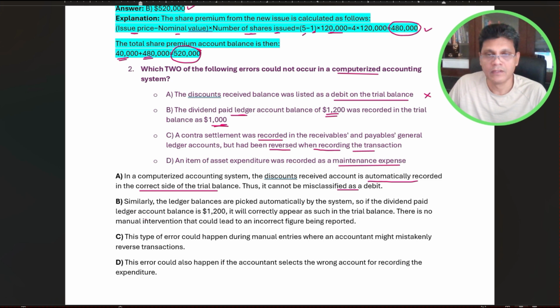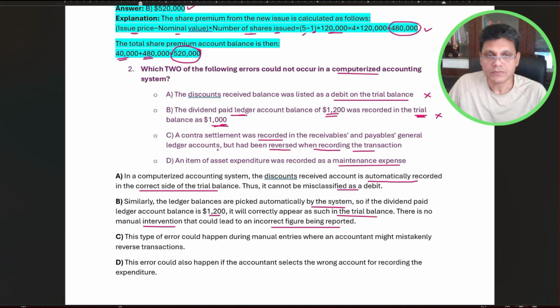The second one, similarly, the ledger balances are picked automatically by the system. So you have a ledger balance of 1,200. This will automatically go to the trial balance. So if the dividend paid ledger account balance is 1,200, it will correctly appear in the trial balance. There is no manual intervention that could lead to an incorrect figure being reported. Whatever the balances in the ledger, that will be recorded in the trial balance automatically. So these kinds of errors also cannot happen.